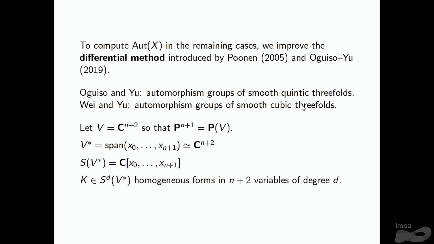So again, we come back as before. Don't forget, the vector space is n plus 2 dimensional. The variables are x0 to x(n+1). And the polynomials are complex polynomials in these variables. And we have one polynomial that is homogeneous in n plus 2 variables of degree d.